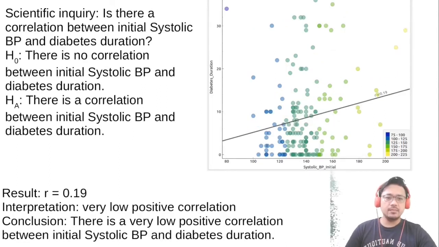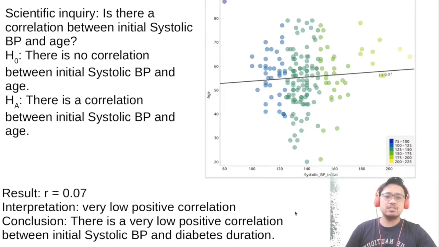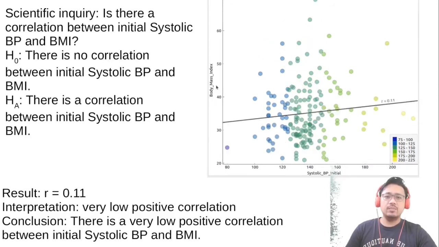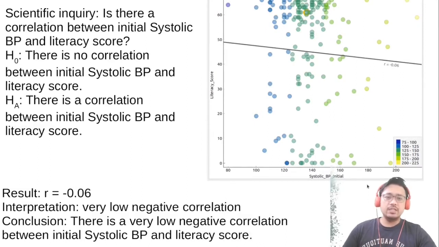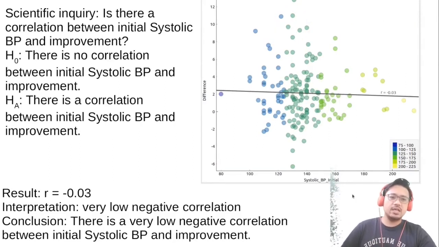Between systolic blood pressure and diabetes duration, the coefficient is 0.19, very low positive correlation. Initial systolic blood pressure and age, the coefficient is 0.07, very low positive correlation. With body mass index, the coefficient is 0.11, very low positive correlation. With literacy score, negative 0.06, there is very low negative correlation. With difference or improvement, we have a coefficient of negative 0.03, very low negative correlation.